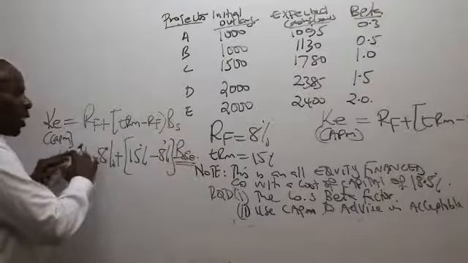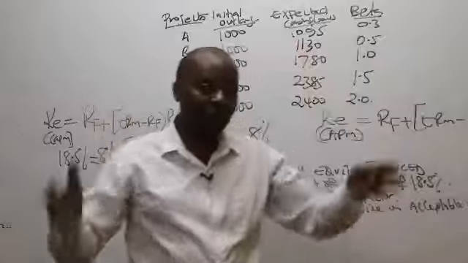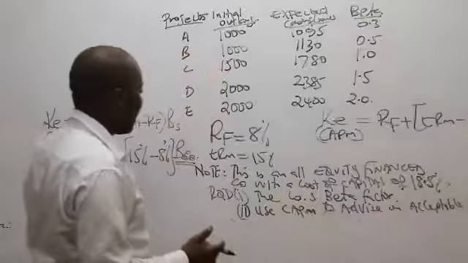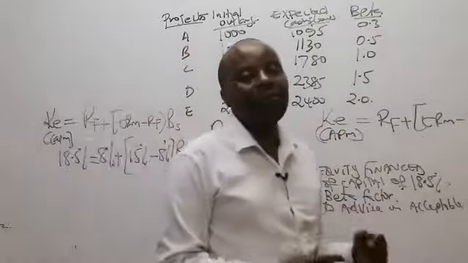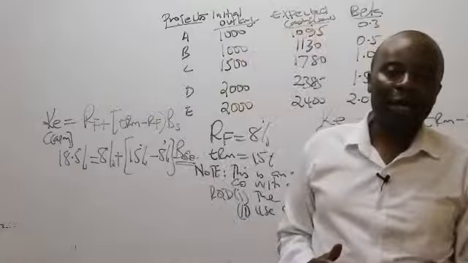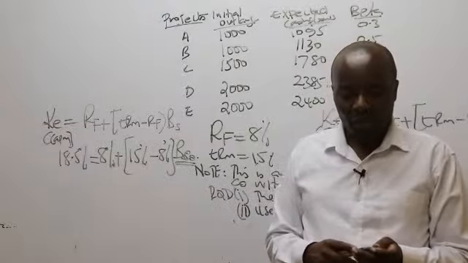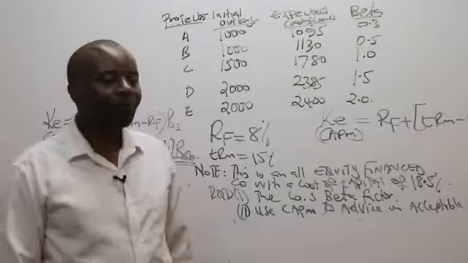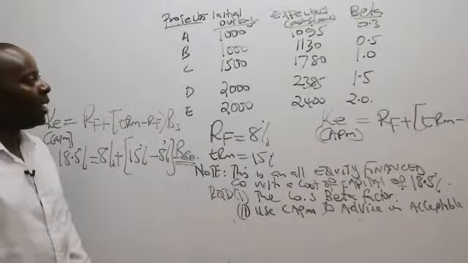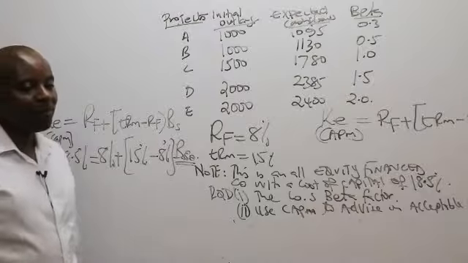Now that we know the cost of equity of the whole company, we can use this formula to get beta of the entire company. Your work will be to make beta equity the subject of the formula.